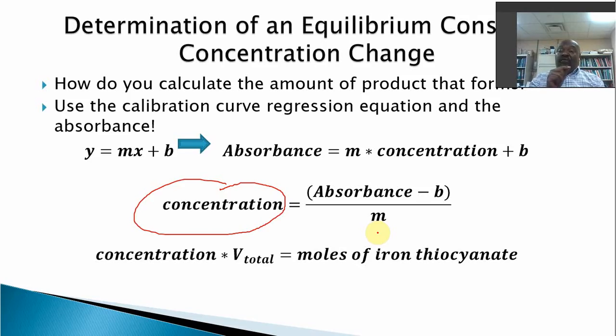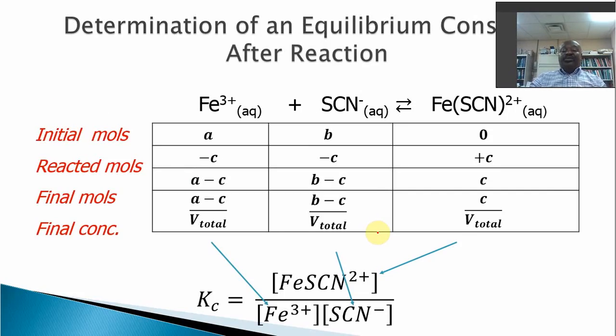But I also know the total volume of the solution, 4 plus 1. So therefore I know the number of moles of the iron thiocyanate. From that, I can determine the number of moles of the iron 3 plus that remains. I can determine the number of moles of the thiocyanate that remains. Remember, I know the original and how much is used up. The difference is then whatever is left over.